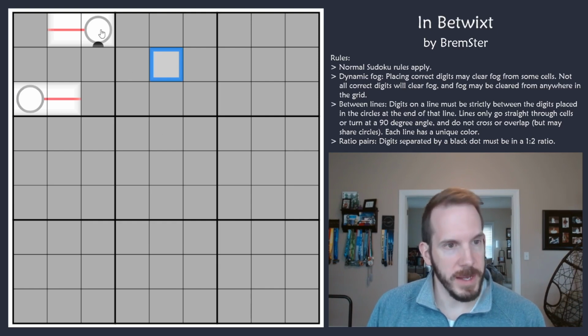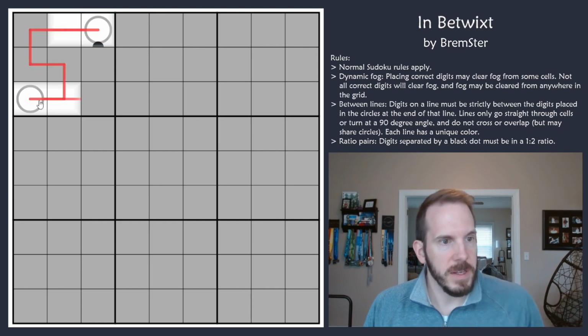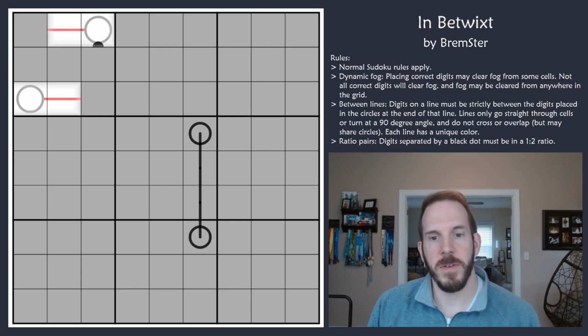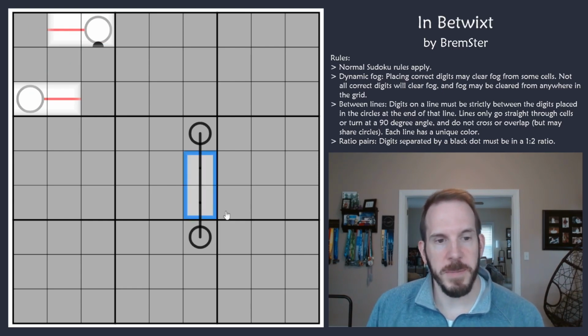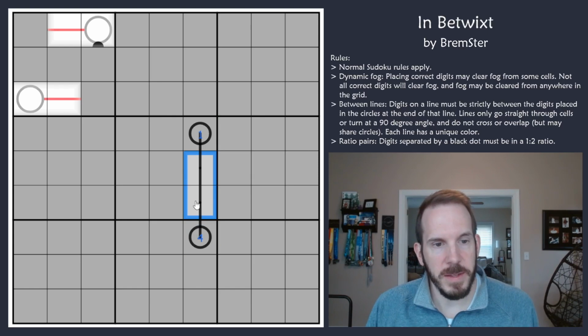We also have between lines. Imagine we have a line over here. The digits on a line must be strictly in between the digits that are placed in the circles. So if I were to put a 1 and a 4 in these cells, then the digits on the line must be in between the 1 and the 4, so they'd have to be 2 and 3.